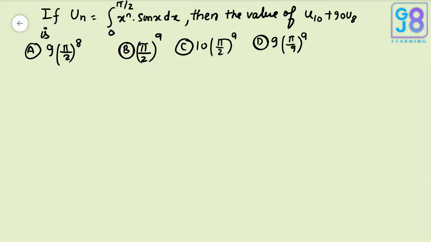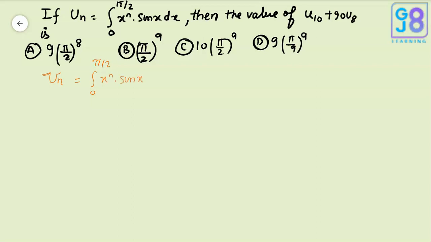So this problem we have, if u_n is equal to integral 0 to pi by 2 of x to the power of n sin x dx, then we need to find the value of u_10 plus 90 times u_8. So once again you'll observe that this problem is a reduction formula problem.